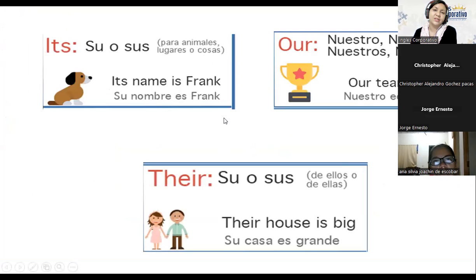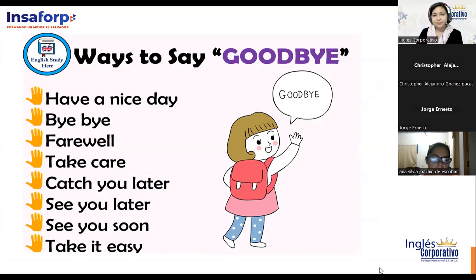Now guys, before we go today, let's learn ways to say goodbye. In English, we can say goodbye, have a nice day, or have a good night. Bye-bye, farewell, take care. Catch you later. See you later. See you soon. Or take it easy. Another ones could be see you tomorrow. So those are the different phrases that we can use at the end of the class.